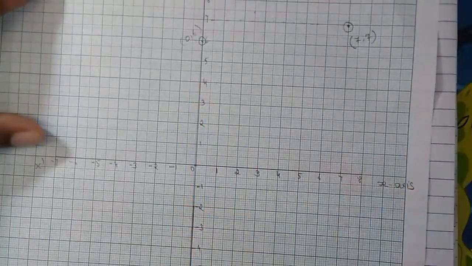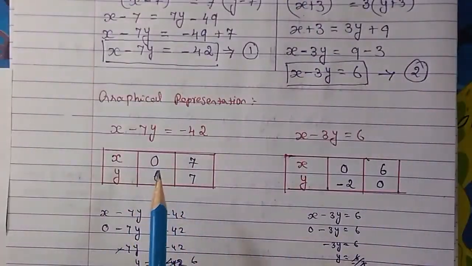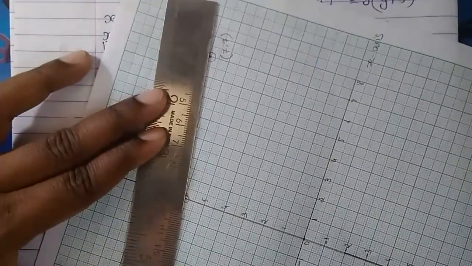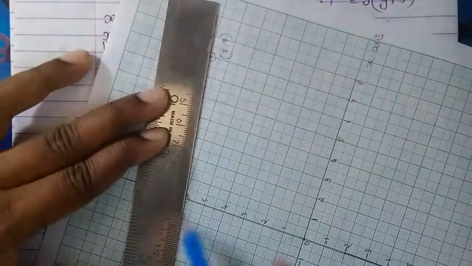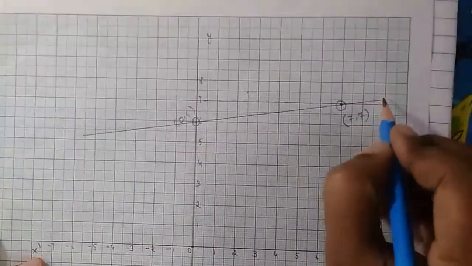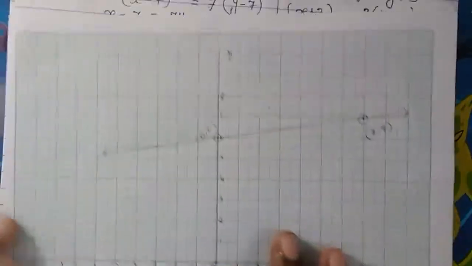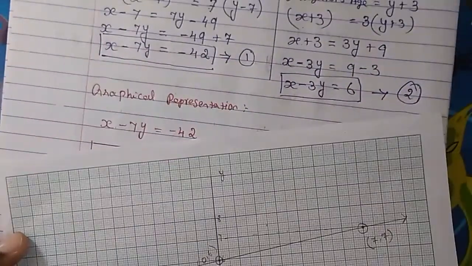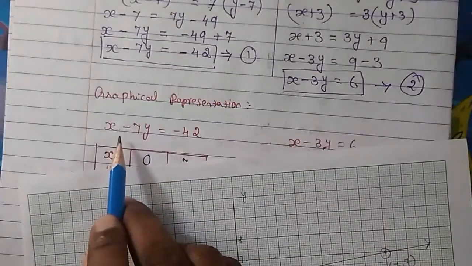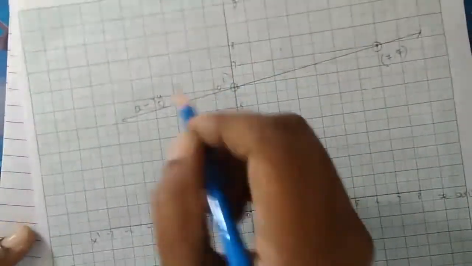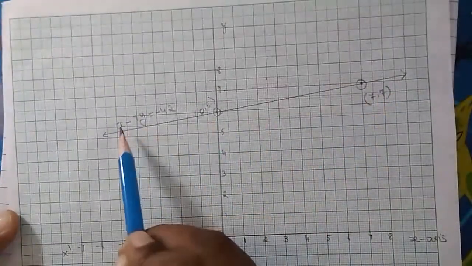Okay. So after finishing this, when you finish the first equation, you have to draw the line at once. So join these points. Okay. After joining these points, you have to write the equation here. You have to write x minus 7y equal to minus 42, because this point is of this equation.